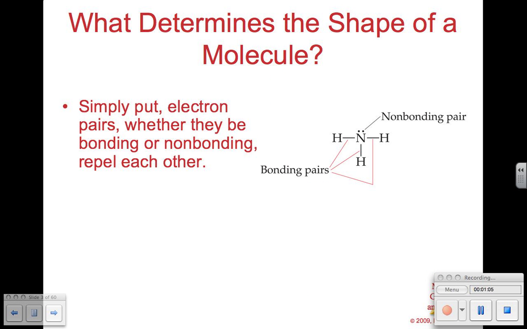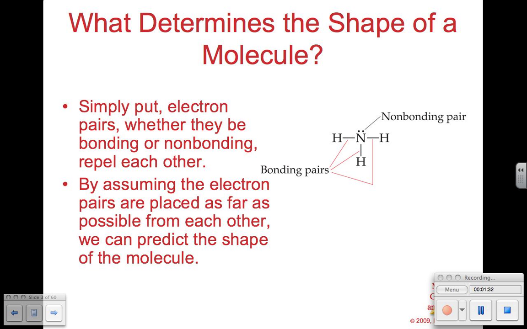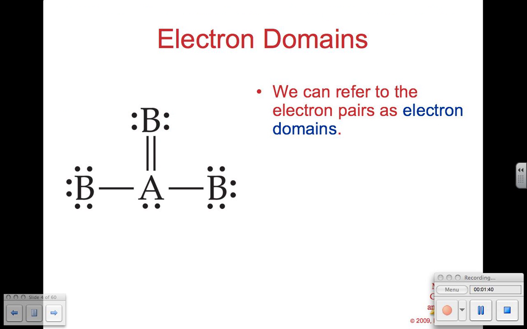So let's talk about what determines the shape of a molecule. It comes down to where the electrons are, because electrons are negatively charged. They're going to repel each other, depending on how many bonding and non-bonding pairs there are. Here we have an example of ammonia, which has three shared pairs of electrons and one non-bonding pair of electrons. We assume that all the electron pairs are placed as far as possible away from each other because they're negative, and that's going to help us predict the overall shape.